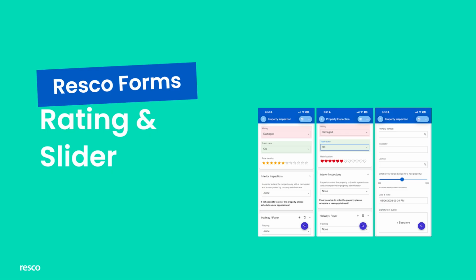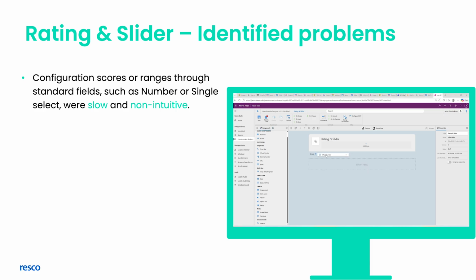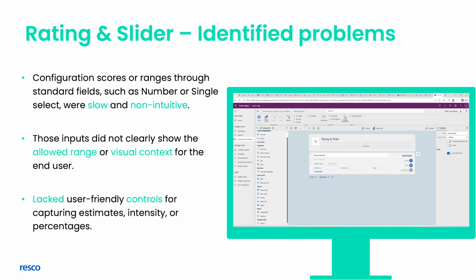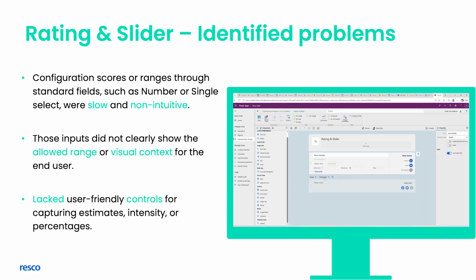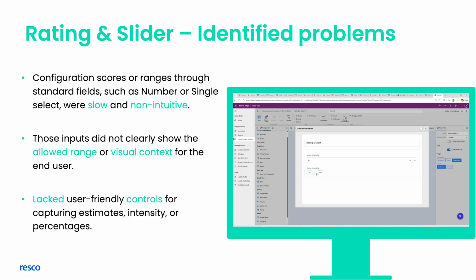Another components we made for Resco Forms are rating and slider components. So the AppMaker struggles with setting the range or configuring scores, for example, the noise intensity that I am showing you on the right side, by using the standard fields such as number or single select. Those components don't show minimum and maximum value for the user.